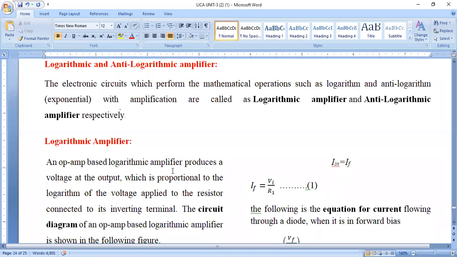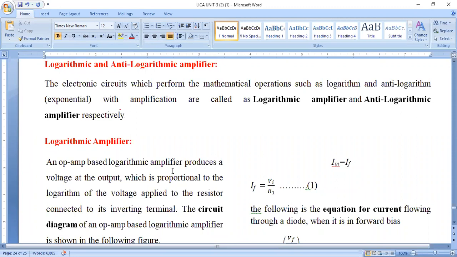Most of these logarithmic amplifiers are used in signal compression. Signal compression means reducing the dynamic range of the signal. So mostly in the application of signal compression, we use this logarithmic amplifier in the aspect of instrumentation.